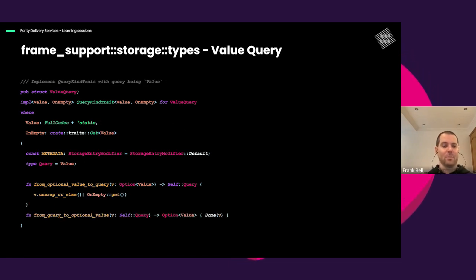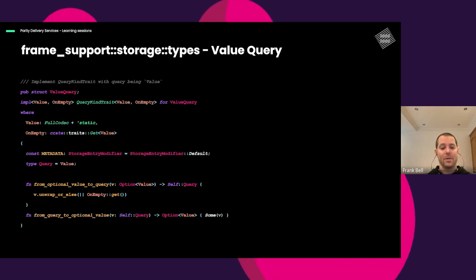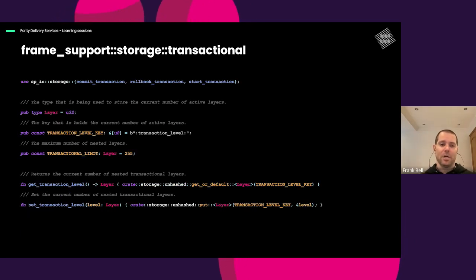And then finally, just to contrast it to the value query, which again is just taking in an option. And then if the option doesn't exist, all we're going to do is call the get method on empty type. And that really just allows us to say if something doesn't exist in storage, then we want the default value to be X and then return that. And then the other side of it is just wrapping it in Some. So that is it in terms of the query types.